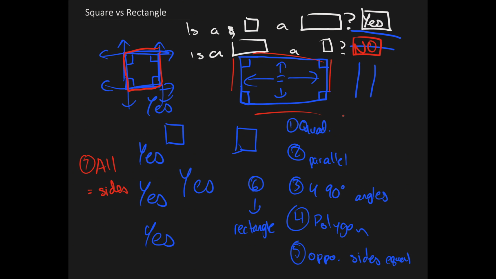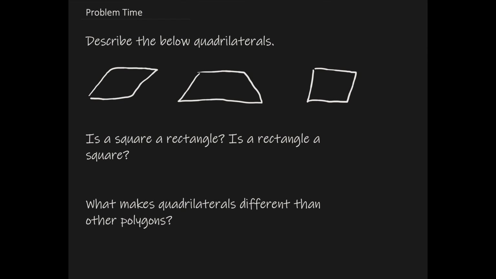Okay, and if you ever forget that, just do this check. Classify it using everything it has, and then classify the square using everything it has. See, does the other have everything? Okay, and now that I think I've covered everything, I'm going to go ahead and move on to problem time.